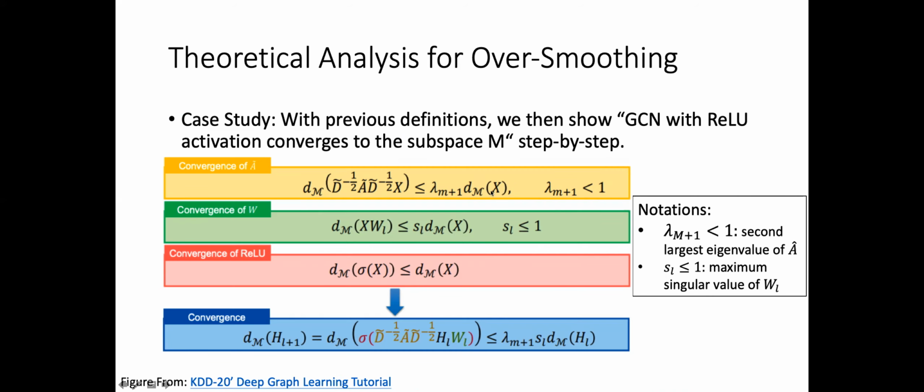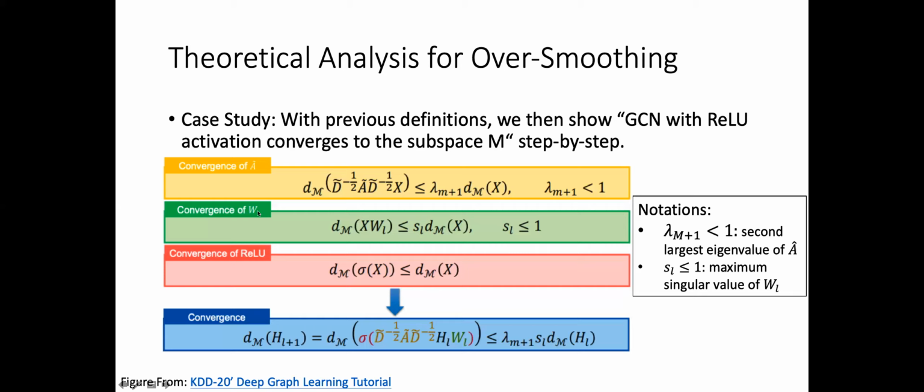Okay, and then after we have the convergence of this A tilde, let's see the convergence of this W. We know that the distance between subspace M and the matrix XWL should be less than or equivalent to SL times the distance between subspace M and the matrix X, where SL should be less than or equivalent to 1. And this is the maximum singular value of this WL.